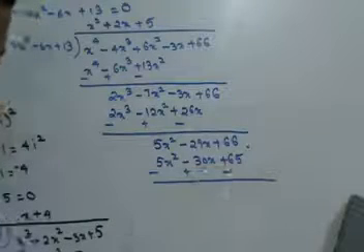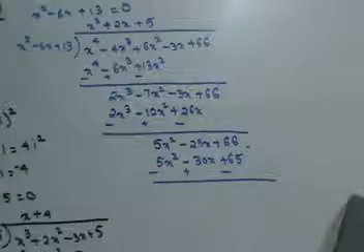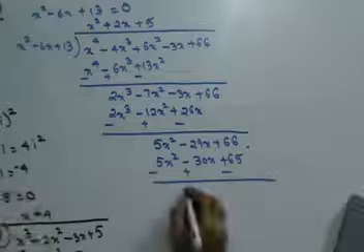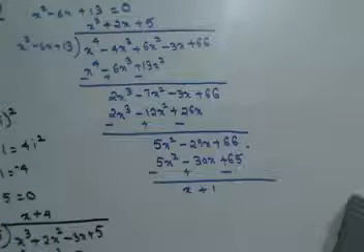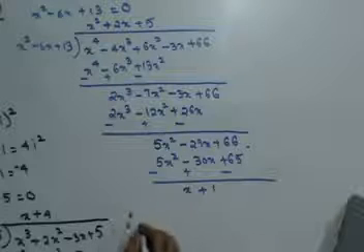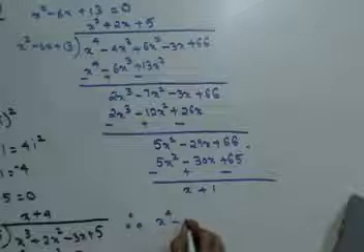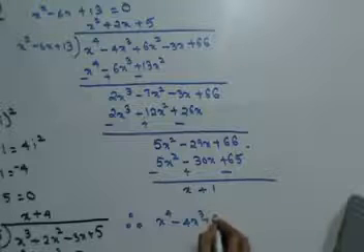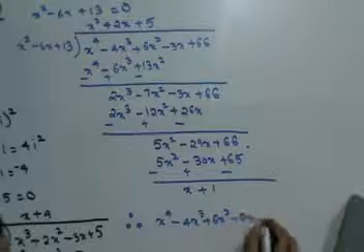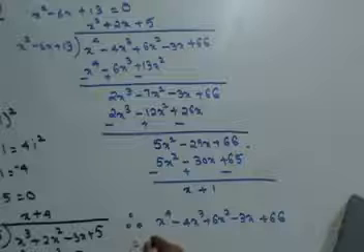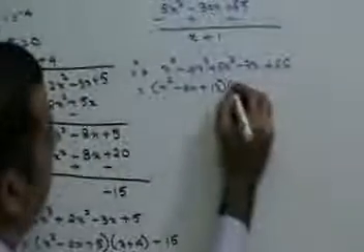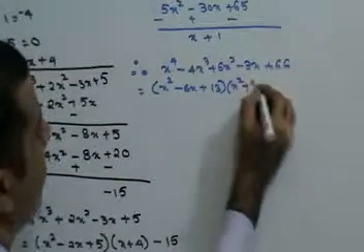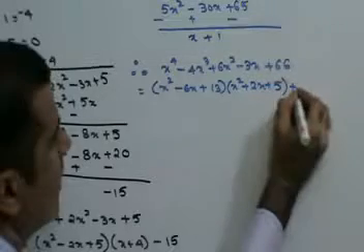Sign of all the terms changes. So this will give me x plus 1, 66 minus 65. Now I can say that divisor is equal to dividend into quotient plus remainder.